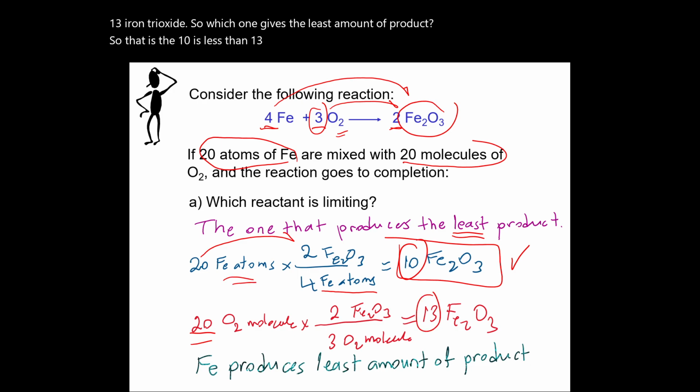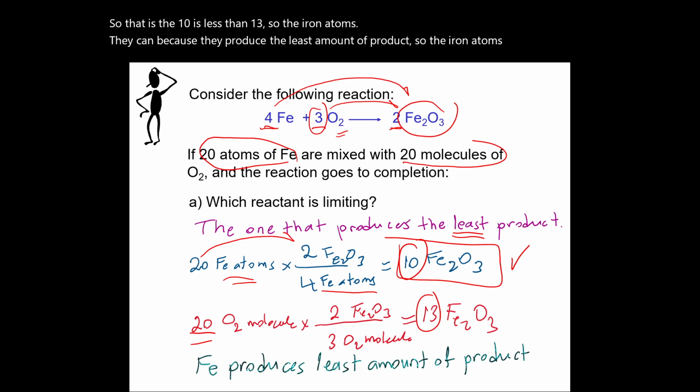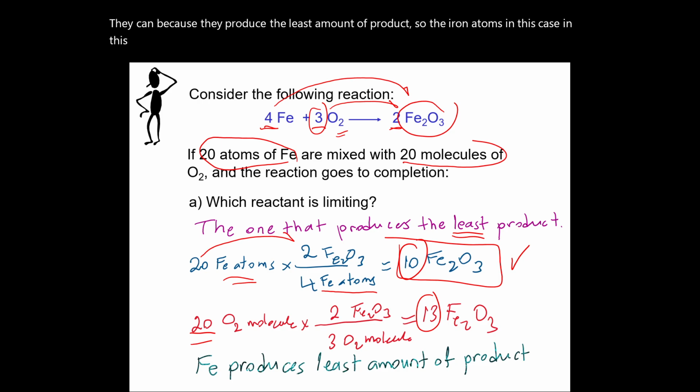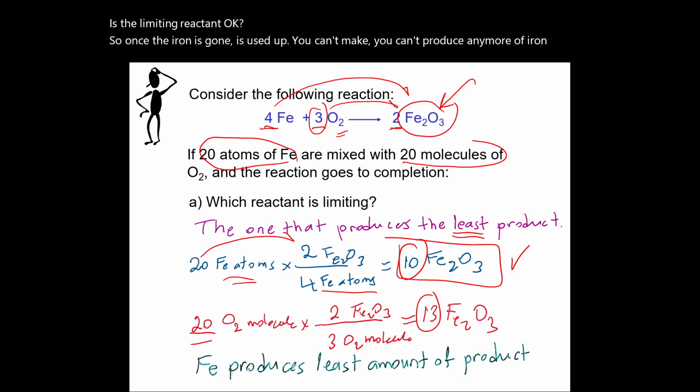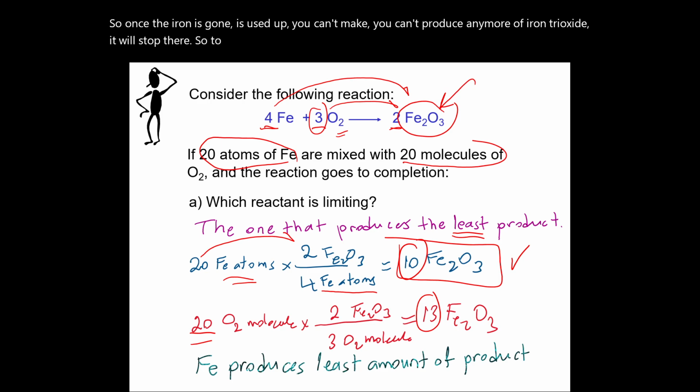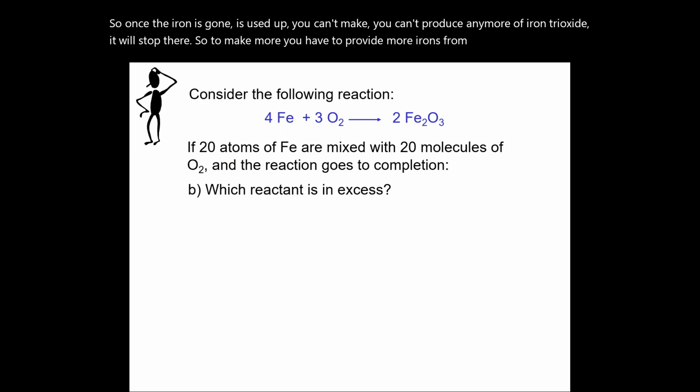So the iron atoms, because they produce the least amount of product. So the iron atoms in this case, in this example, is the limiting reactant. Okay. So once the iron is gone, is used up, you can't produce any more iron trioxide. It will stop there. So to make more, you have to provide more iron from somewhere.